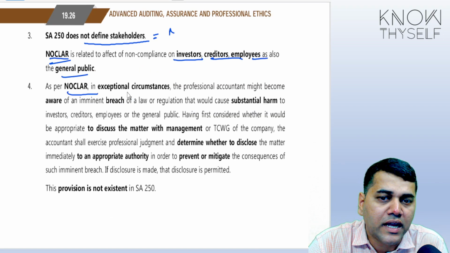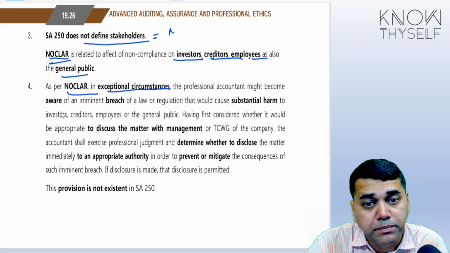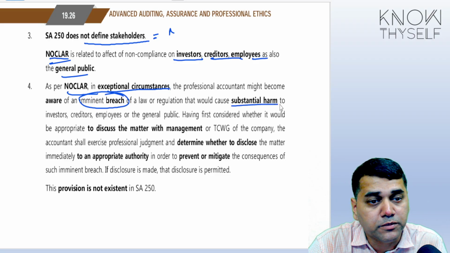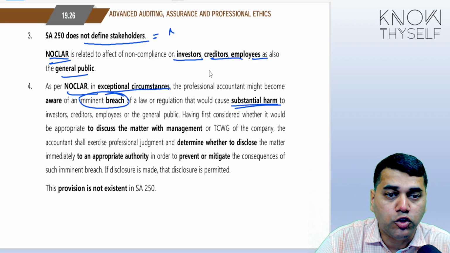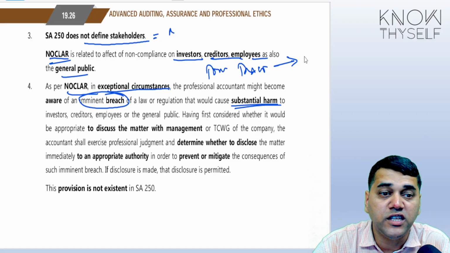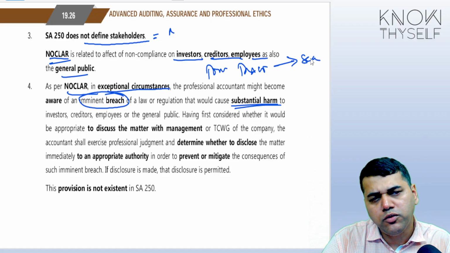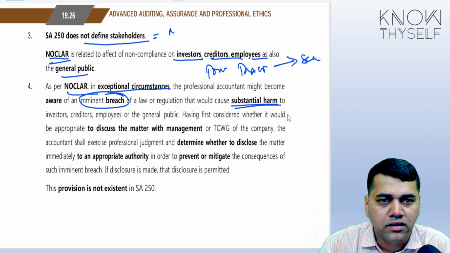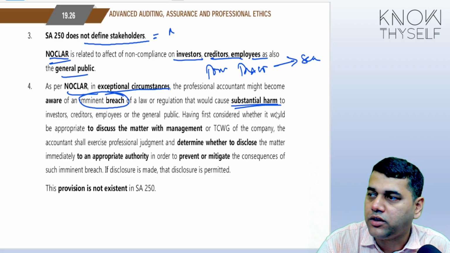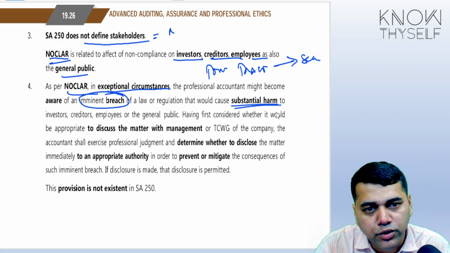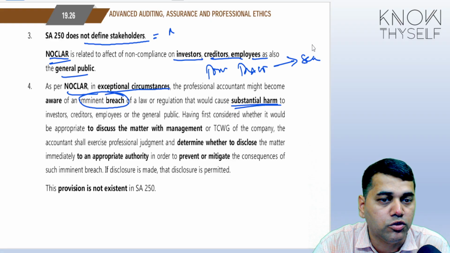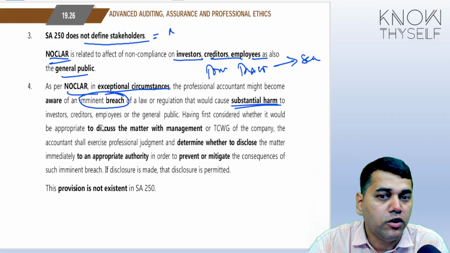And in NOCLAR, in exceptional circumstances, you might become aware of an imminent breach that is going to cause substantial harm. That means you know that tomorrow morning toxic water will be let out into the nearby sea. Somehow, because that day you are staying late, two people were talking outside your cabin. They were not aware that you were there, and they are saying that tomorrow morning at 8 o'clock we will discharge this, and nobody will come to know. See, this is called an imminent breach.